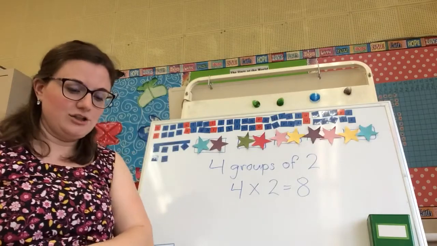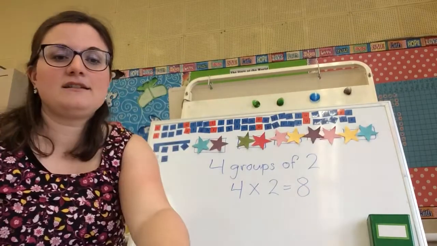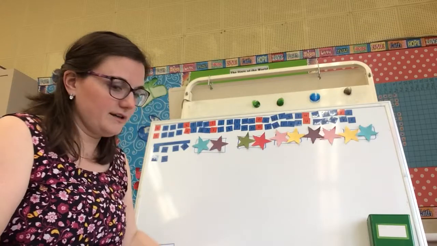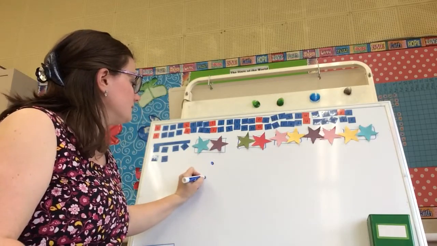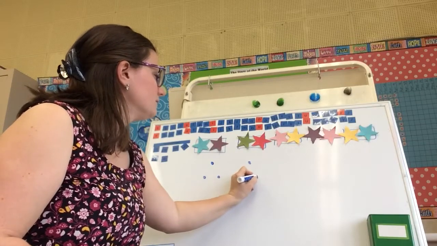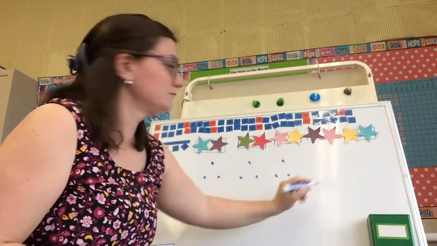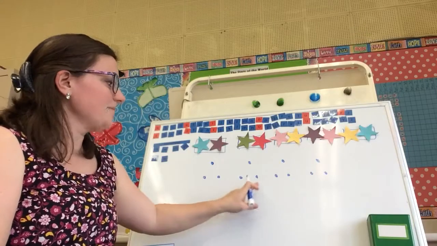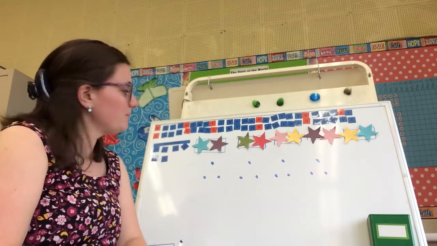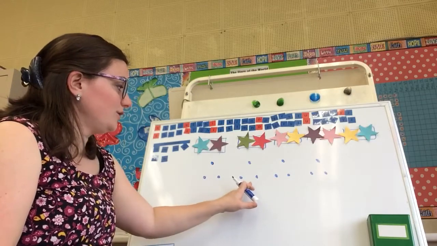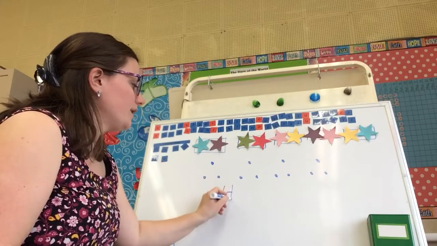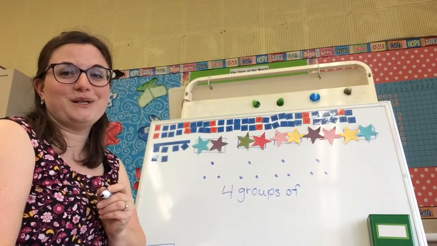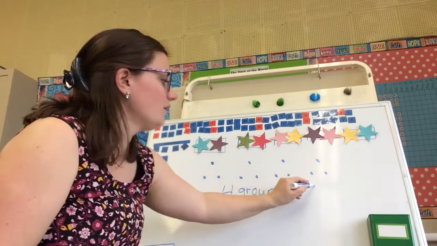Let's turn the page to the next one here. Actually, the next one that I'm going to do, leave your textbook open. So I'm going to do another one here on the board. Okay, I'm going to draw some dots. They kind of make triangles if you can see them. Okay, so how many groups of triangles do I have? 1, 2, 3, 4. So I have 4 groups of, and how many dots are in each group? There's 3. 1, 2, 3. So 4 groups of 3.